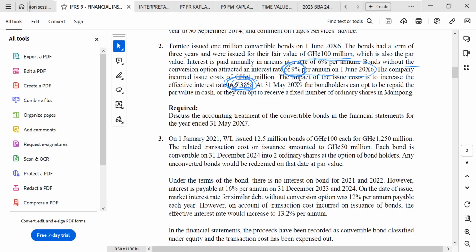But if you should subtract the issuing cost from the 100 million before you do the separation, then you have to take the 9.38 as the interest rate. But we are not taking the issuing cost into consideration. So it means that it must be discounted at 9%, which is without the effect of the issuing cost.